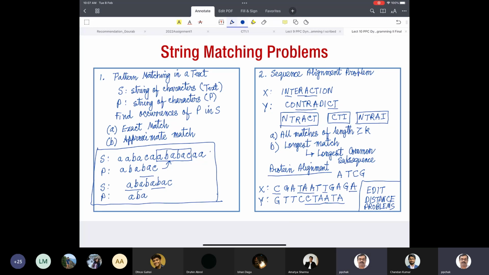Take this example. S is A, B, A, C, A, B, A, B, A, C, A, A, and pattern P is A, B, A, B, A, C. Now we know that the string A, B, A, B, A, C has this match.